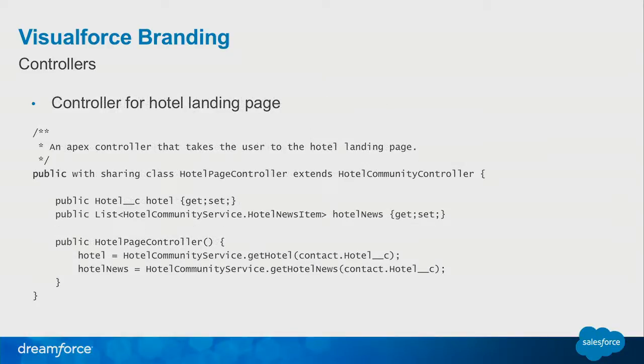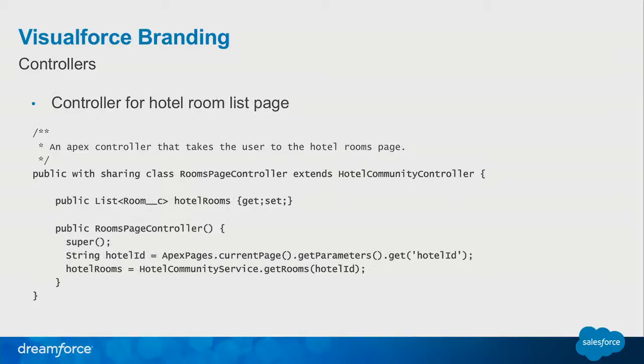Then we want to create a controller for the landing page. You see it extends our base controller, and now we're going to pull in some additional information like the hotel and a list of these hotel news items. The hotel news items are, and we'll look at this in the service, basically a wrapper for the hotel news object because we wanted to do some custom date formatting on it. We didn't want to use the date format right out of Salesforce, so we do a little bit of custom date formatting. That's why we have that wrapper class. Our constructor basically just fetches the hotel and gets the list of news items so that we can render those out on our Visualforce page.